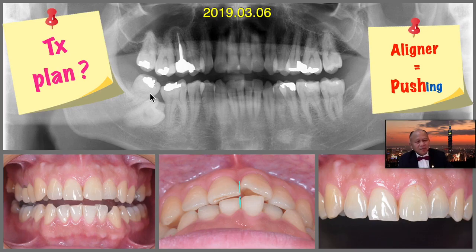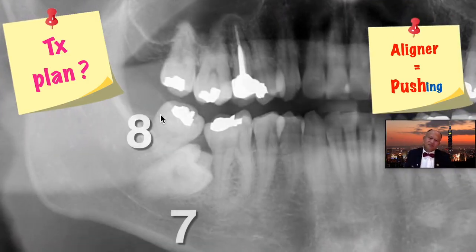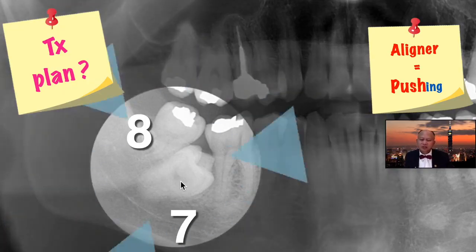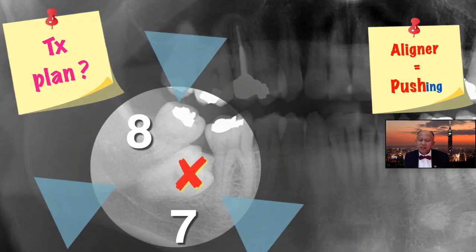Common sense will tell you that aligners are good for pushing, but may not be good for pulling. So any uprighting or forced eruption could be quite difficult for aligners. Could be, in my hand. Maybe in your hand it's easy, I don't know. But common sense tells you that uprighting this second molar is difficult. So what can you do? Oh, easy. I refer to the oral surgeon to take out the impacted 7.